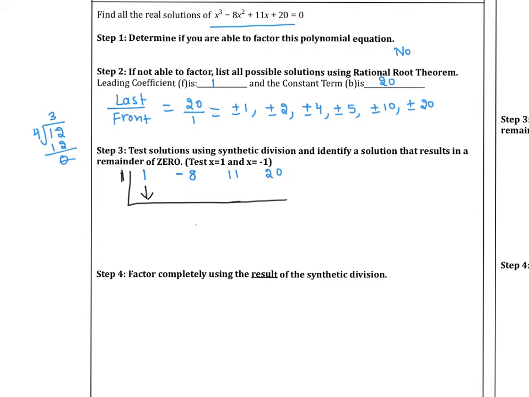And multiply it by this 1, so 1 times 1, and write it over here, just like synthetic division. Then we add negative 8 and 1, and that's going to give us negative 7. Negative 7 times 1 is negative 7. 11 minus 7 is 4. And here we get 4 plus 20, so that's going to be 24. So this doesn't work because this does not give us a remainder 0. It means that x minus 1 is not a factor.